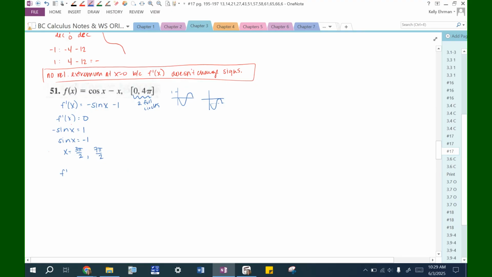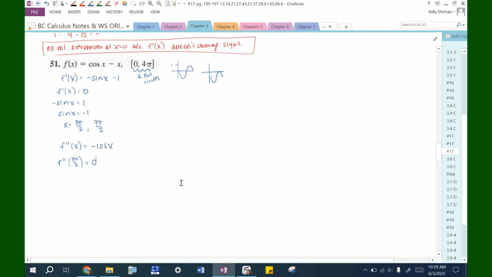And then we need to find f double prime of x. So what's the derivative of this? So the derivative of negative sine is negative cosine x, and the derivative of negative 1 is 0. Evaluate this at both of these numbers, and second derivative test fails because cosine is 0 at both of these coordinates. So can't use second derivative test. That just means we go back to the first derivative test.